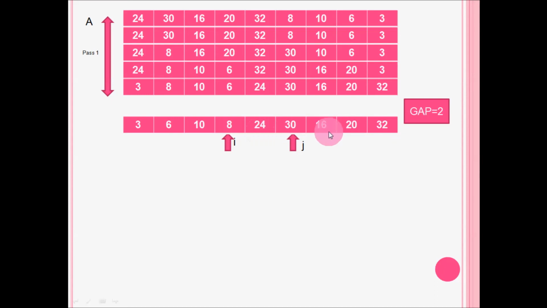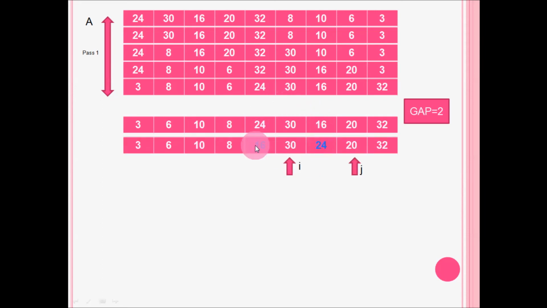Now i and j. Swapping is needed here. So 16 is here and 24 should be here. So 16 is here and 24 is here. i gets incremented and j gets incremented. Now again swapping is needed. Once 16 is here, we look backward with the gap of 2, 1, 2. But 10 is less, so no swapping we are doing here.